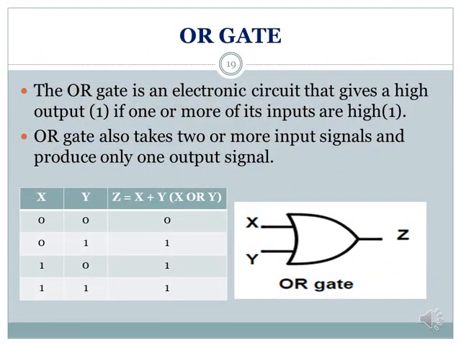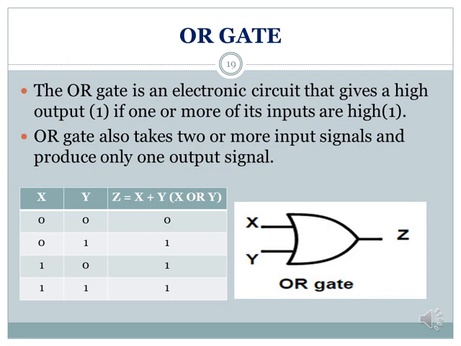An OR gate is an electronic circuit that gives a high output if one or more of its inputs are high. For example, here you can see the truth table. X and Y: if any one of the inputs is high, that is 1, you will get the result as 1. If both the values are low voltage, that is 0, you will get the output as 0.